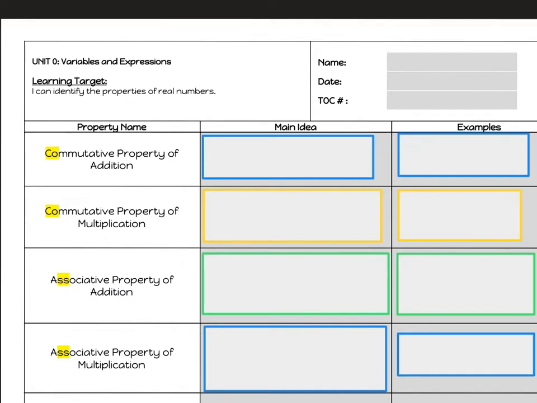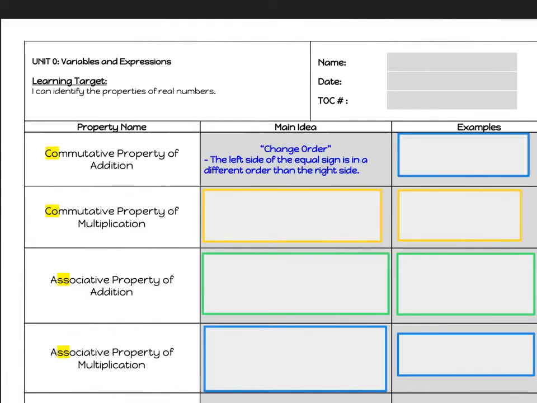On this chart, we're going to be taking notes of the main idea and giving examples of each of these properties. All right, so we're going to start off with one that you have seen since elementary school, and that's the commutative property. This property applies to both addition and multiplication, but first we're going to start off with the commutative property of addition. I want you to either highlight or underline the CO and the word commutative because we have an acronym that helps us understand this property, and that is change order.